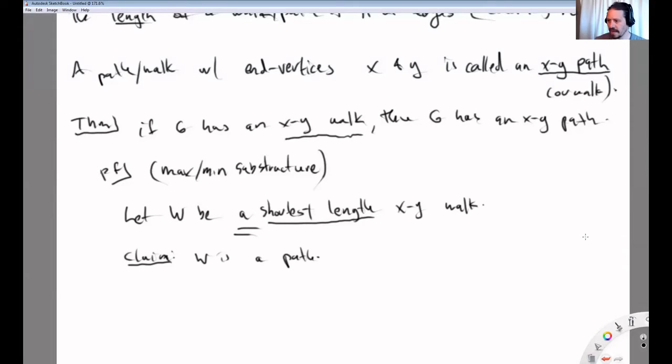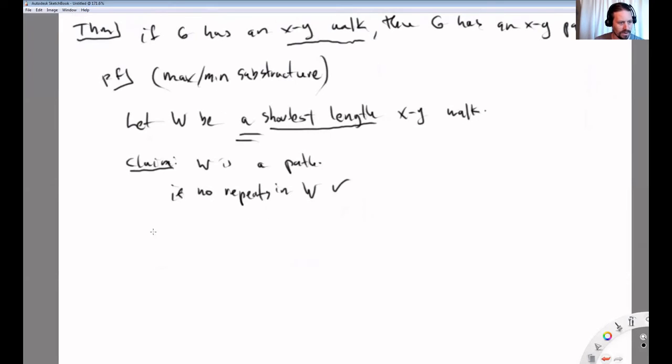Is it Andy? Yeah, what Andy said here is that, let me write this out a little bit differently, but the claim follows as follows. If no repeats in W, well, then we're done, right? If there's no repeats, it's a path by definition, and we're done. So that's not the case we have to address. The case we have to address is that there's repeats.